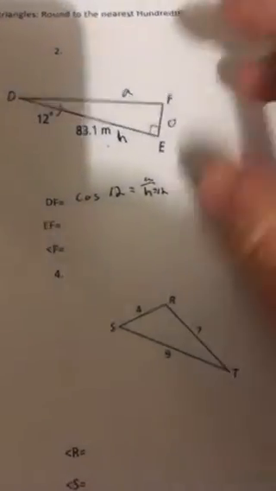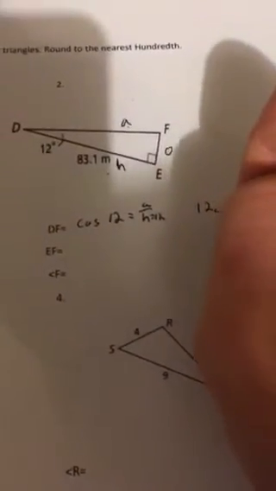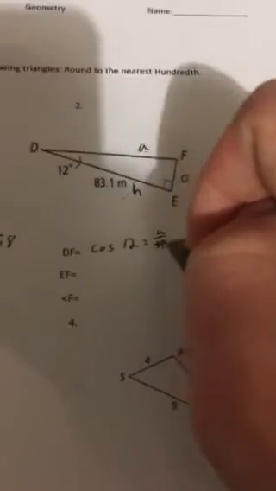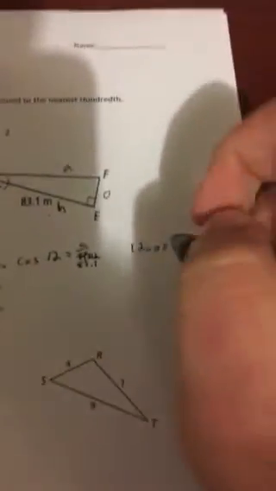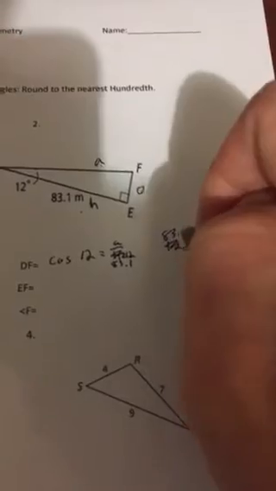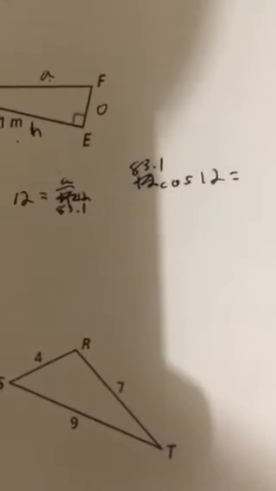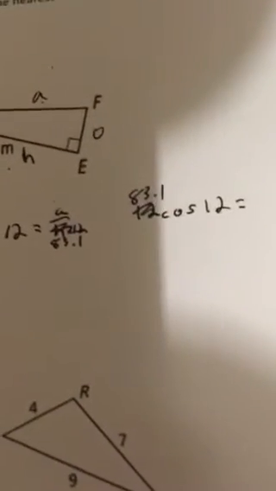So we're finding my adjacent first, so cosine of 12 equals adjacent over hypotenuse, and the hypotenuse equals 83.1, of course. So the adjacent side equals 83.1 cosine of 12. I enter it, and it comes out to 81.186, so that's going to round up to 81.19. Okay? Sorry, I made some errors talking while writing that one down.